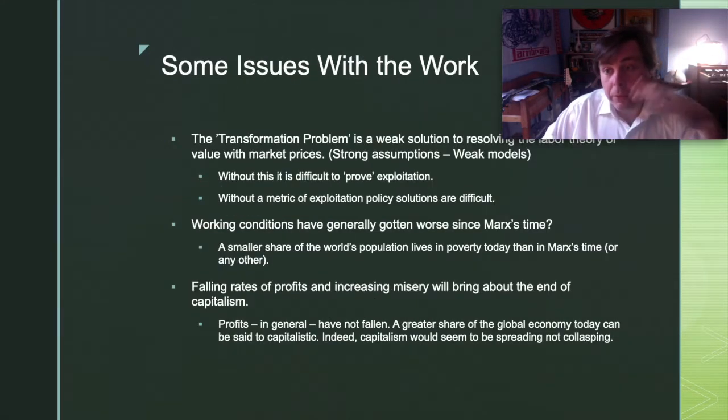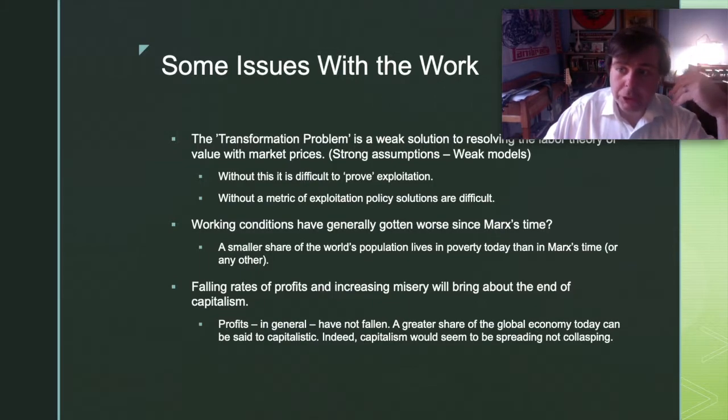Okay, so that's sort of the story of where we are at this point. So, what are the problems so far? It's a pretty convincing story, and we can see that there's a lot of things in Marx's story that would ring true to the average person, right? But there are some real issues here.